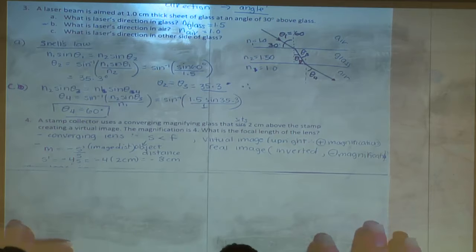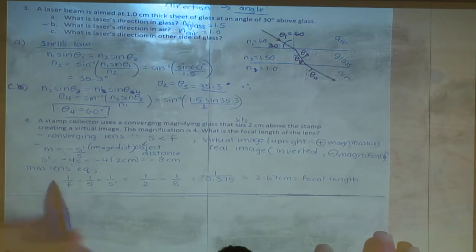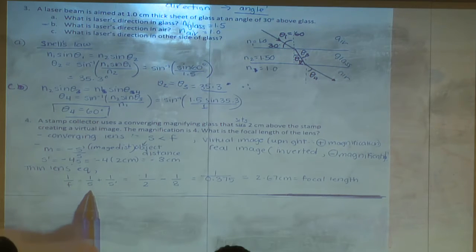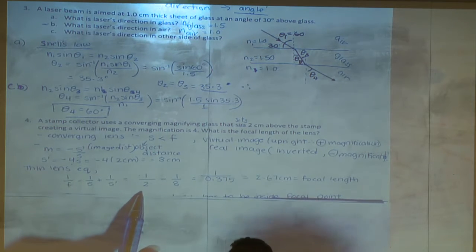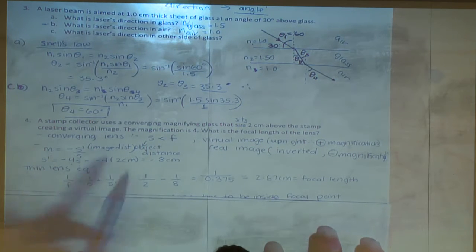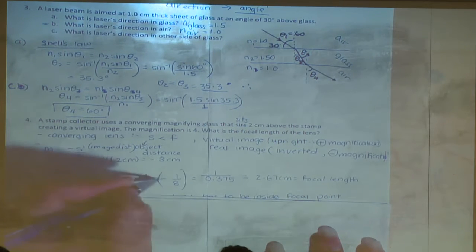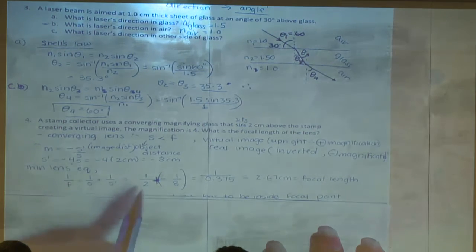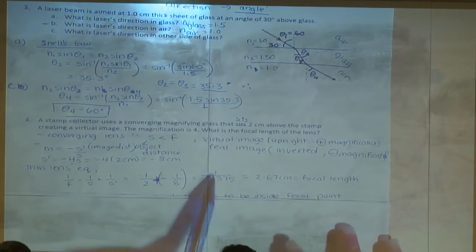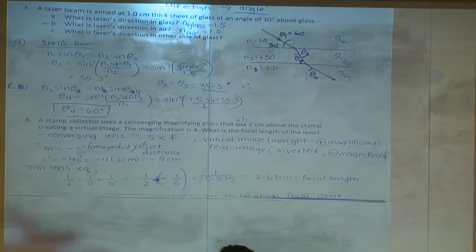So if we use the thin lens equation to figure out the focal length, the thin lens equation is 1 over focal length equals 1 over object distance plus 1 over image distance. We know that our object distance is 2 centimeters, so that would be 1 over 2. And because our image distance is negative, this is plus negative 8, which is going to be 1 over 2 minus 1 over 8. And that will bring us to 1 over 0.375, and that is 2.67, which is our focal length.